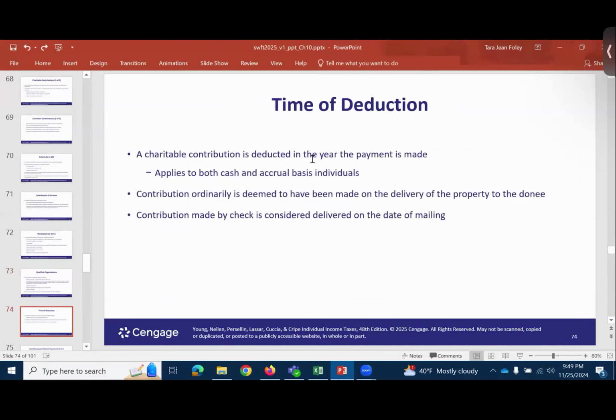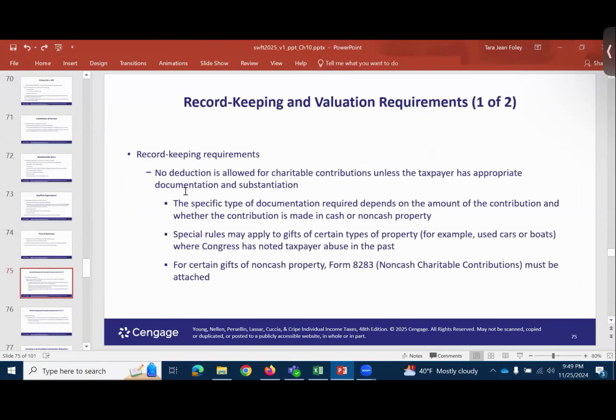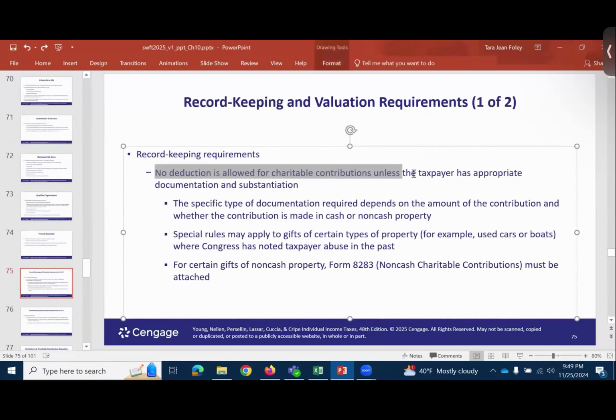Timing of the deduction is in the year of payment, for both cash and accrual basis people. Read the rest of that. Record keeping: no deductions allowed unless you have the documentation. There were times I made donations and couldn't find the records, and I just didn't put them on the tax return, because if I got audited, I wouldn't have had the documentation.